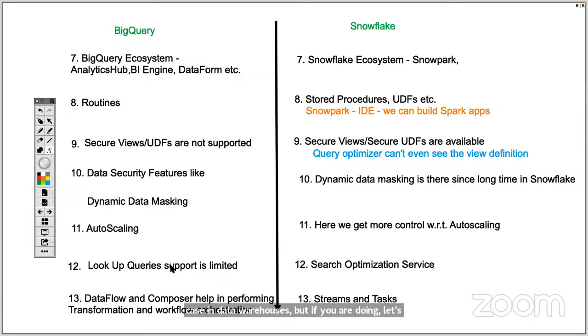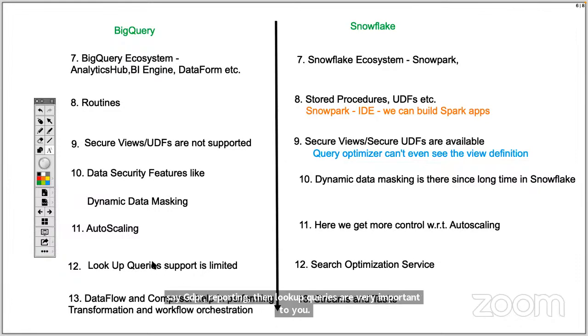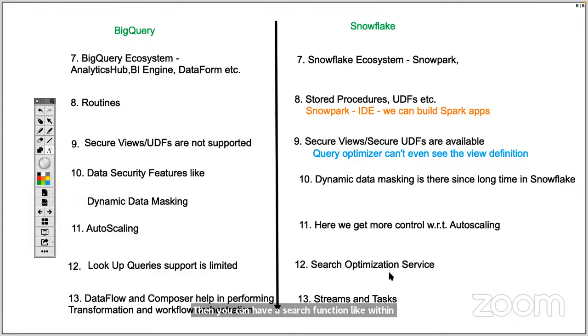Then you can have a search function within BigQuery. Only one function supports that lookup query. But in Snowflake, we have the search optimization service, which supports lookup-based queries very well.